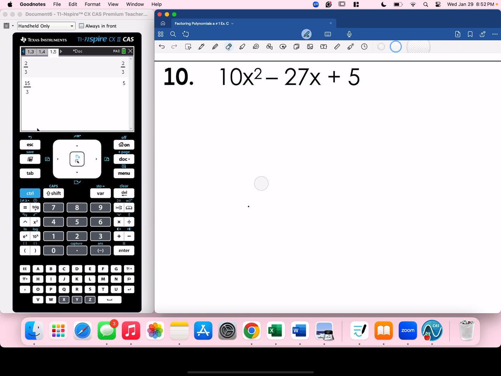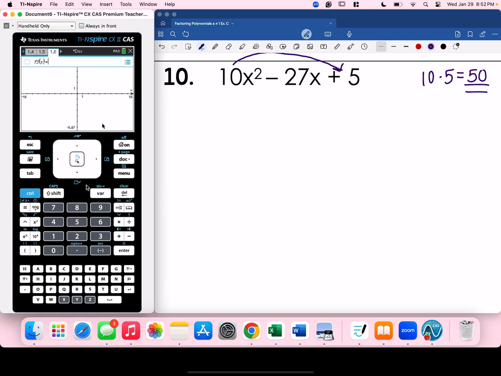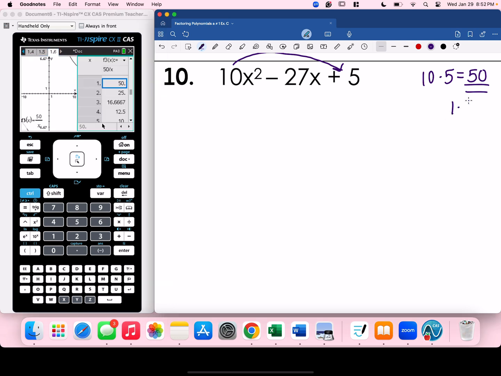So our next step is going to be to slide and multiply. We are taking 10 times 5. 10 times 5 gives us 50. So now I want to list out factor pairs for 50. So in our graphs, I'm going to type in 50 divided by x, press enter, and then Control T. So here for my factor pairs, we have 1 times 50, 2 times 25, and lastly, 5 times 10.